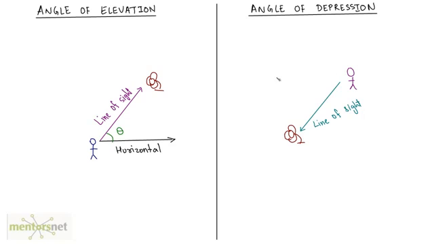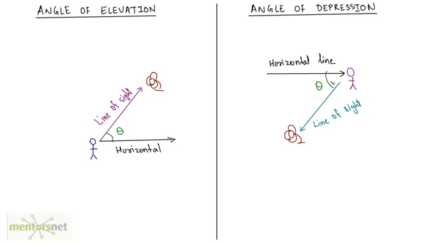Now let us draw the horizontal line. This is the horizontal line. Now what is the angle of depression? Well, the angle of depression is the angle made by the line of sight with the horizontal line, in which the line of sight is looking downwards.